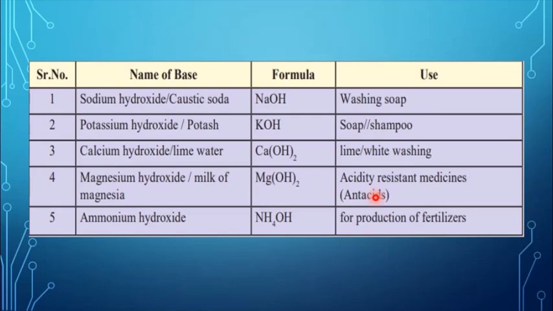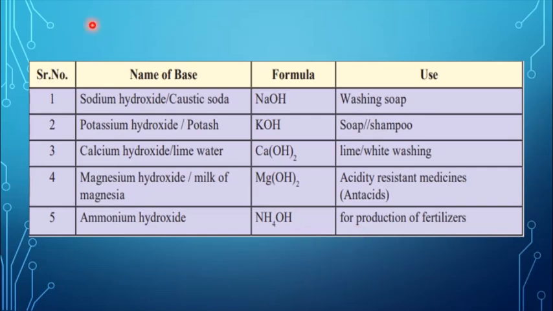This reduces the acidity. Usually there are so many antacids, like Gelusil. So what does Gelusil do? It reduces the acidity of our stomach, and that is why it is called milk of magnesia. Next is ammonium hydroxide, that is NH4OH, and it is used for the production of fertilizers.